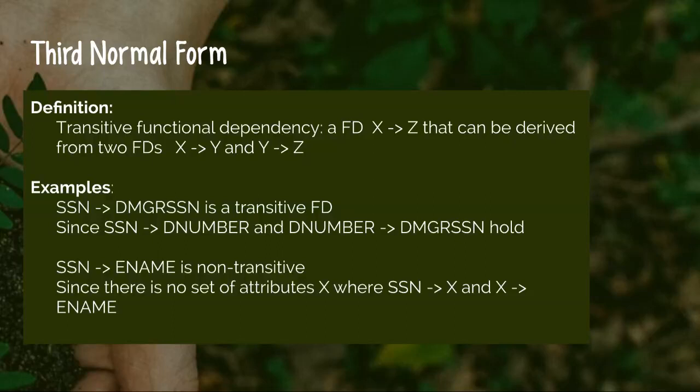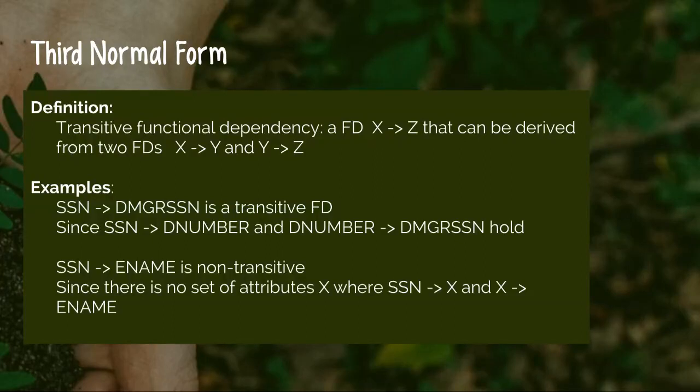So here we have another example for the non-transitive. In the SSN and the department manager SSN, we have discussed it. It is transitive, but if we take the SSN and the employee name, SSN determines employee name, it is a non-transitive dependency, because there is no set of attributes X where SSN is going to determine that set of attributes X and X determines employee name.